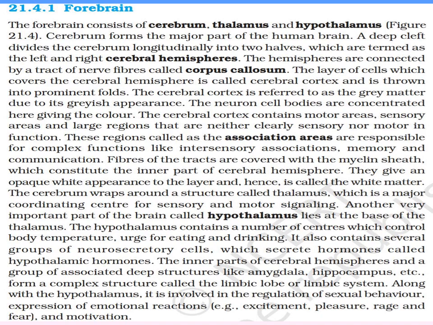The inner parts of the cerebral hemispheres and a group of associated deep structures like the amygdala and hippocampus form a complex structure called the limbic lobe or limbic system. Along with the hypothalamus, it is involved in the regulation of sexual behavior, the expression of emotional reactions like excitement, pleasure, rage, fear, and motivation.